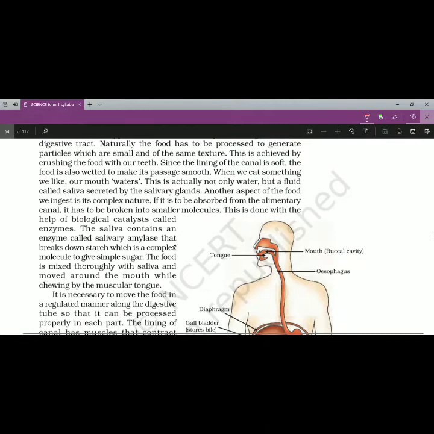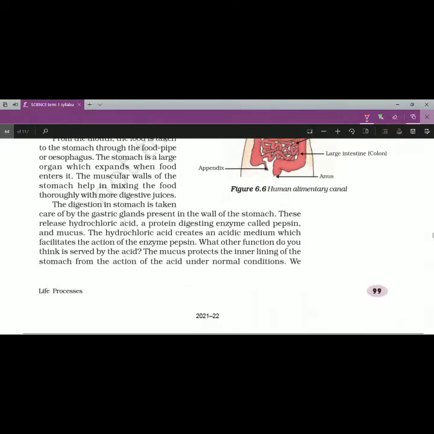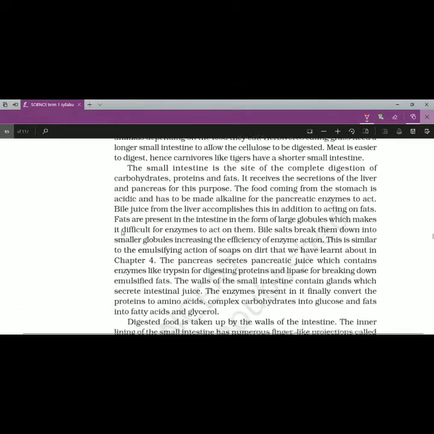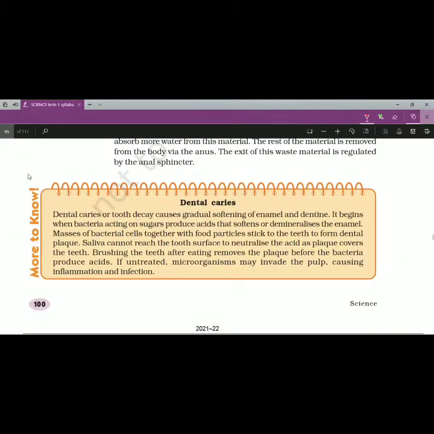Then this portion, salivary amylase. Saliva contains an enzyme. Which enzyme is present? Salivary amylase. Any question you can get. All questions are important, whether they are blue questions, whether they are NCERT questions, whether internal, everything is. Dental care is this table you have, this box you have to do. Nothing should be left behind.